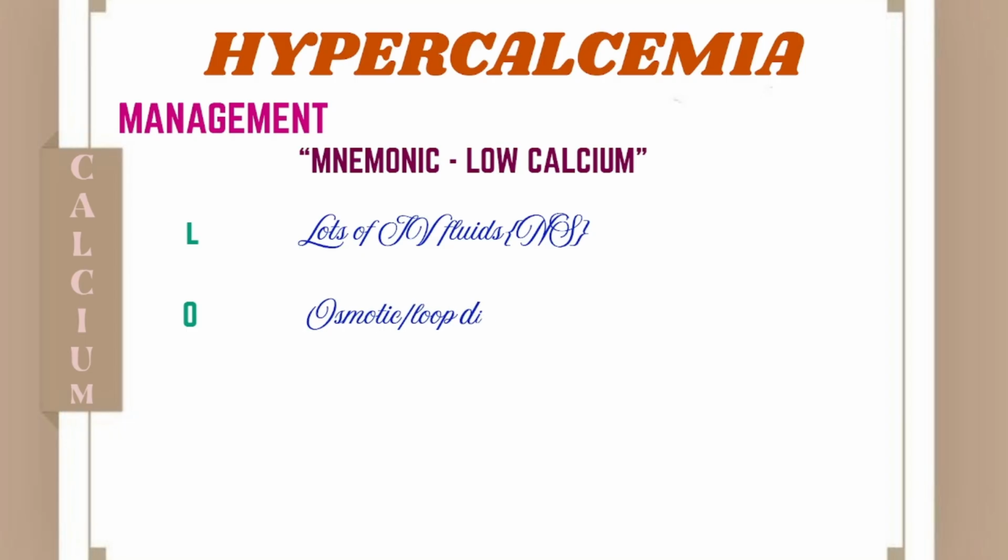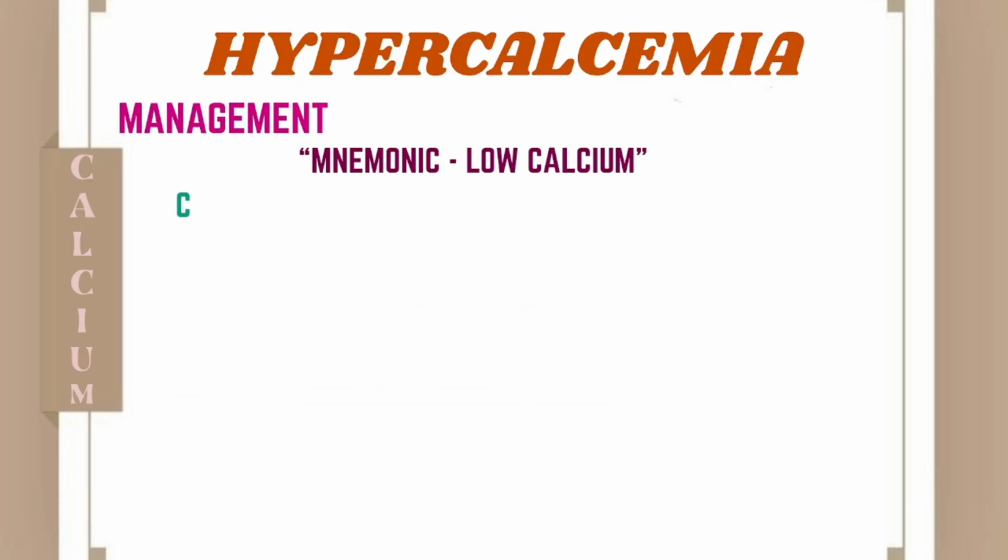O, that is osmotic or loop diuretics. These diuretics increase calcium excretion in urine, so we can give osmotic or loop diuretics. W stands for watch for ECG changes. We have to monitor the ECG changes for cardiac abnormalities. Next is C, that stands for calcitonin, reduces bone resorption.